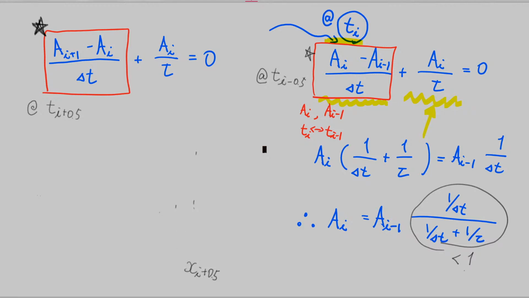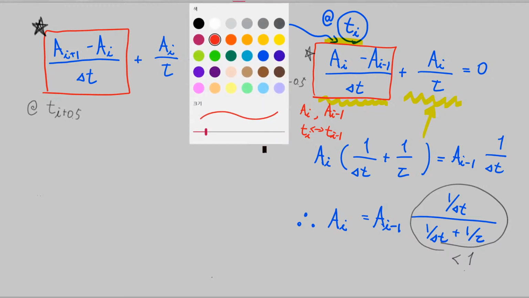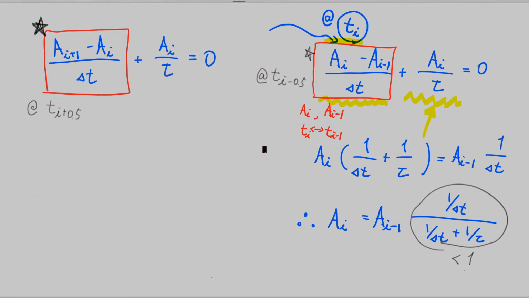Since we have no reasonable objection about this approach, let me just proceed in the same way. Then in this case, we can find that the a sub i plus 1 coefficient can be just 1 over delta t. And now you go to this t sub i coefficient.